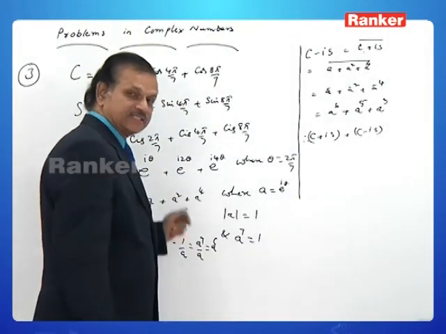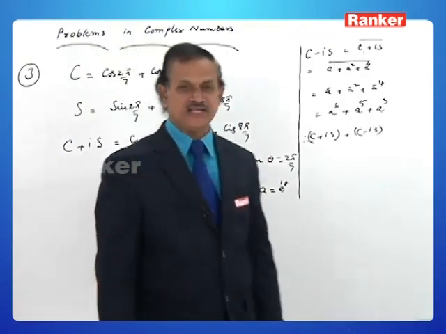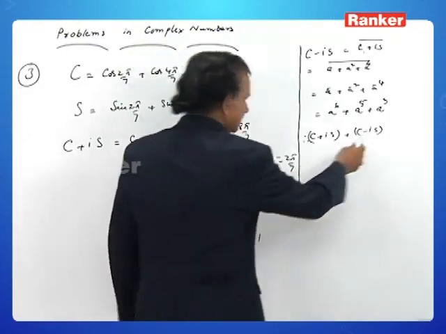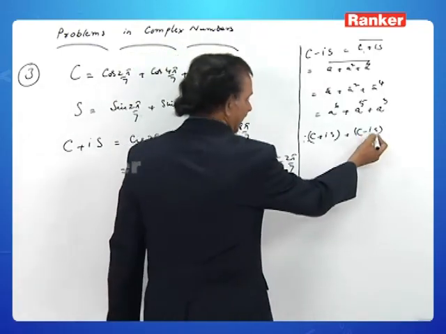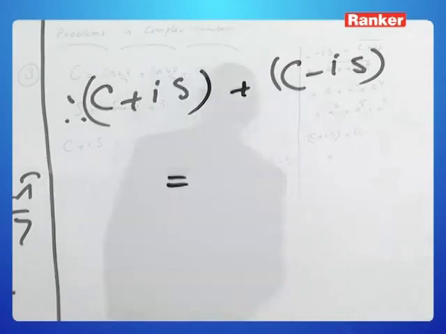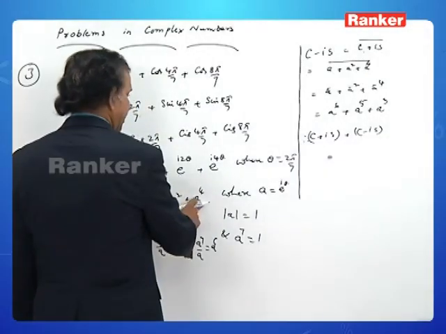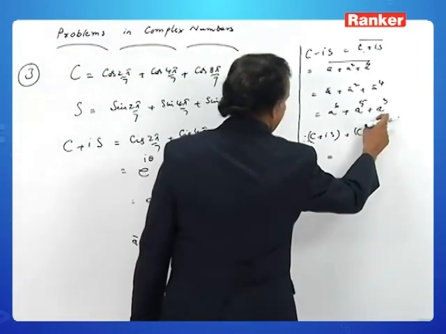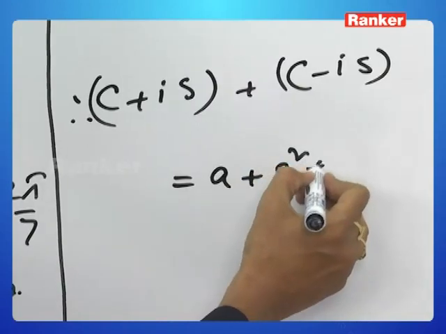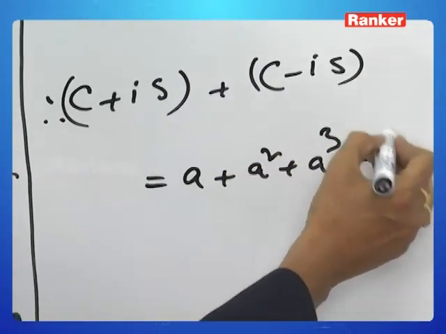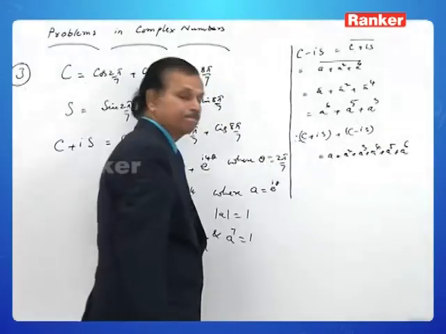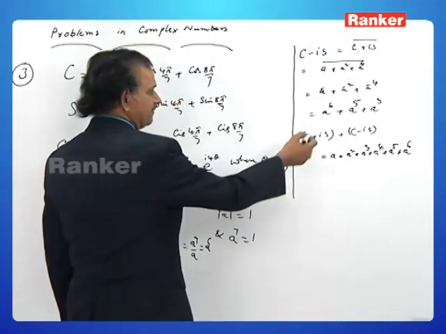We could have found C plus iS and C minus iS. Let us see what happens if you club them. C plus iS plus C minus iS gives you iS minus iS, and plus iS will go away. This is actually A square, A power 4 are here. A cube, A power 5, A power 6 are here. Therefore, A plus A square plus A cube plus A power 4 plus A power 5 plus A power 6 are here. Well, what is the fate of LHS?